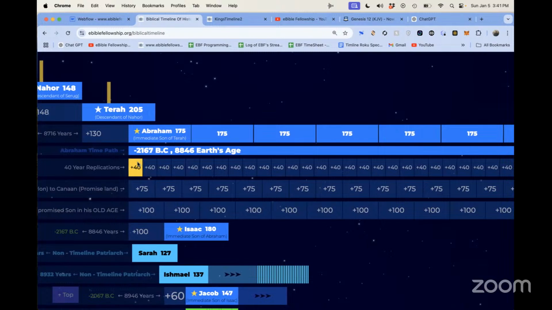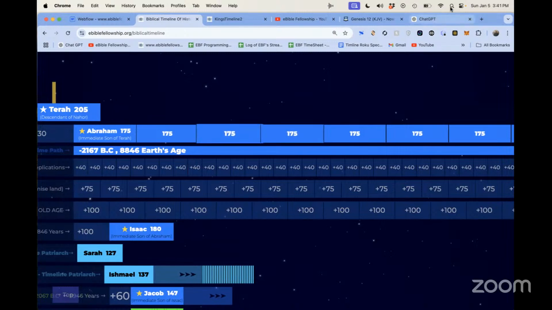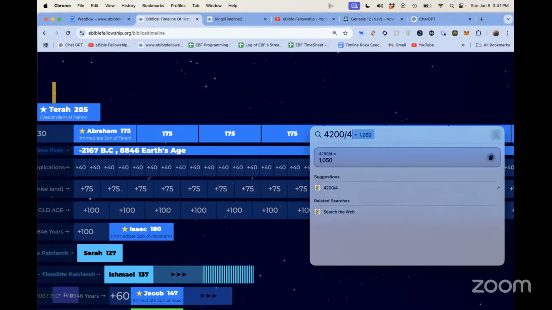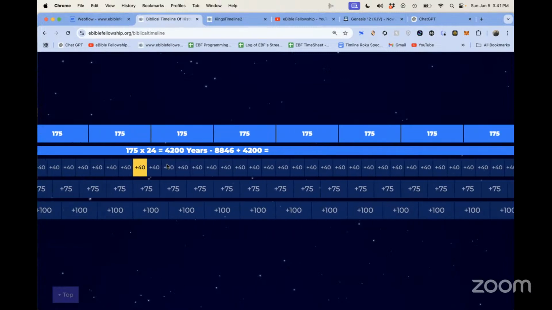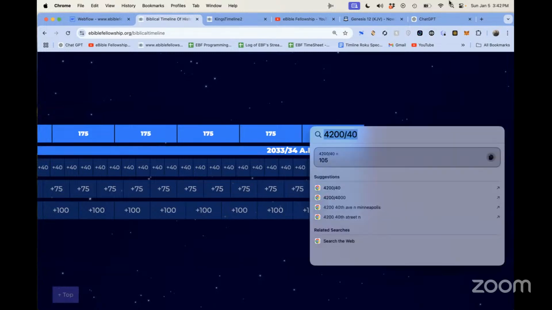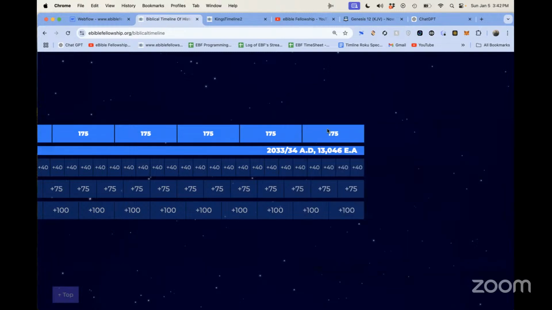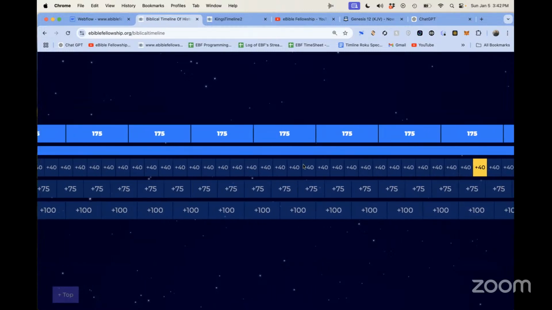And the Bible doesn't speak of when Abraham was 40, but it turns out that you can actually break down 4,200 into 105 sets of 40. So you start here, from Abraham's birth until he's 40 years old, and you just keep replicating the 40s, and eventually you land on 2033. So again, it equals 4,200. 105 times 40 years equals 4,200 years. Now you're going to see why I'm bringing this up in just a second, but I just wanted to point that out. Okay.